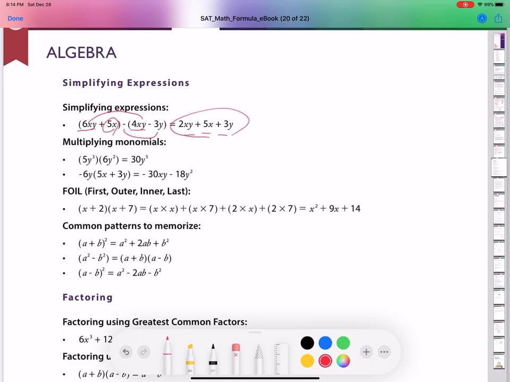Multiplying monomials. When you multiply monomials, just multiply the numbers first. 5 times 6 is what? 30. And then y cubed times y to the second power. We just learned that if two exponential expressions with the same base are multiplied, just add the exponents. 3 plus 2 is 5. So fifth power. So 30 y to the fifth.